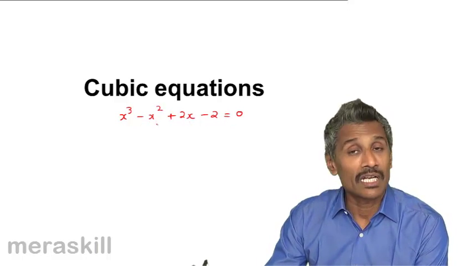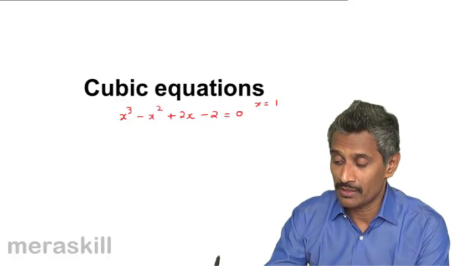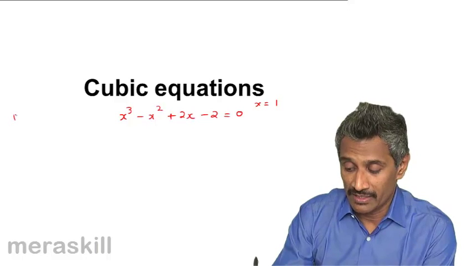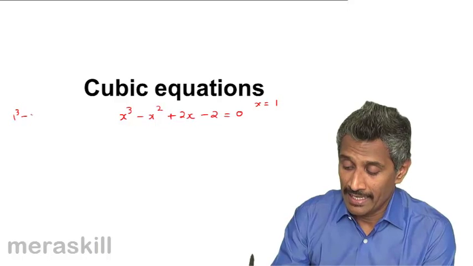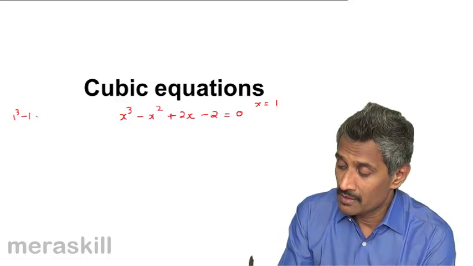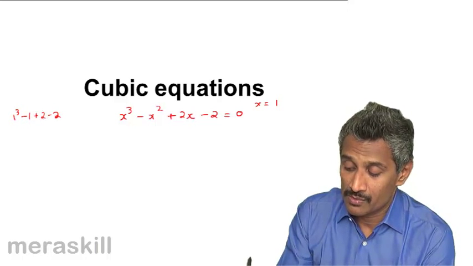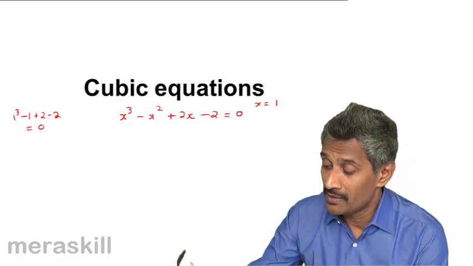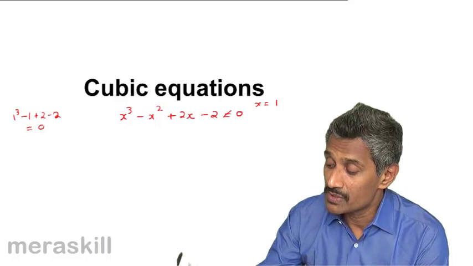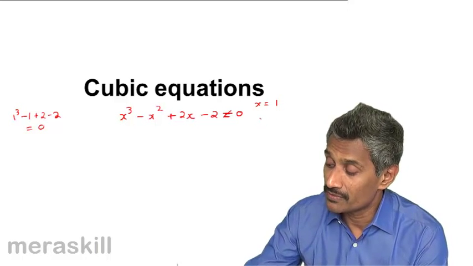We could put in, starting with, say, x is equal to 1. Suppose we take x is equal to 1. Substitute over here. We get 1 cube minus 1 square, which is 1, and 2 into 1 is 2, and minus 2. So we get 1 minus 1 plus 2 minus 2 is 0. That means when you put x is equal to 1, the value of this whole thing becomes 0. That means x minus 1 is a factor of this.